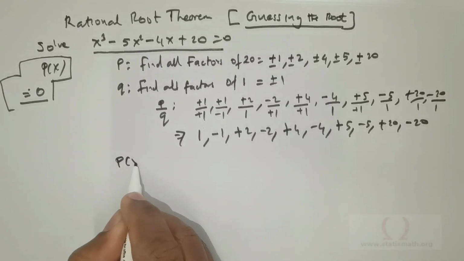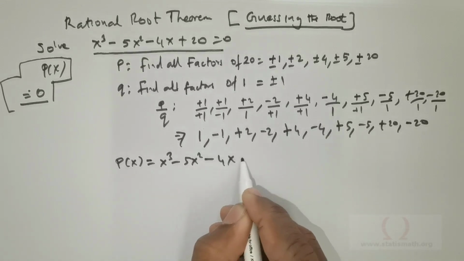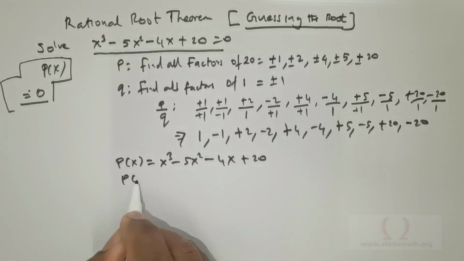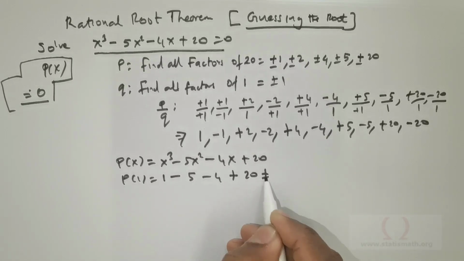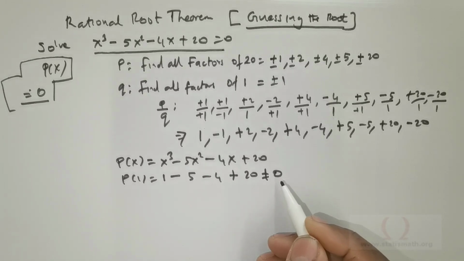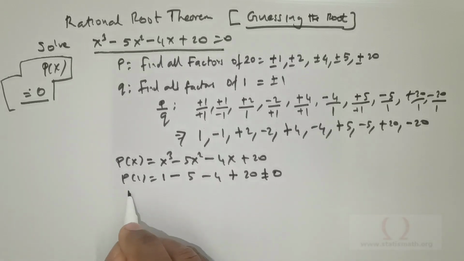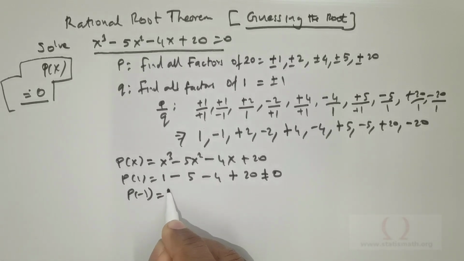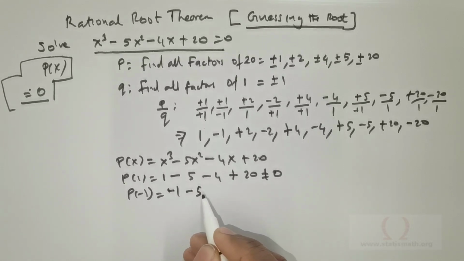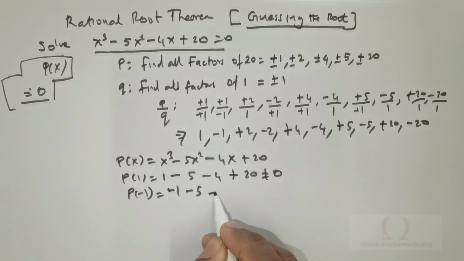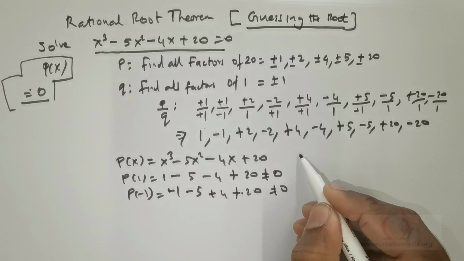If I take p of x to be x to the power 3, negative 5x squared, negative 4x, positive 20, I substitute the first value and I get 1, negative 5, negative 4, positive 20. Clearly it's not equal to 0. Then I move on, taking the next value, p of negative 1. This is going to be negative 1, negative 5, positive 4 and positive 20. Clearly this is also not a root.